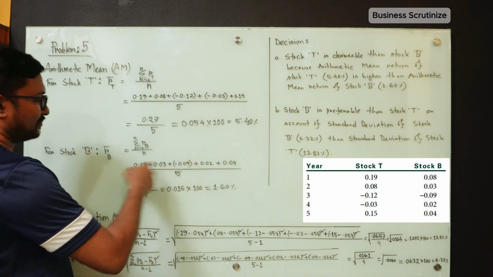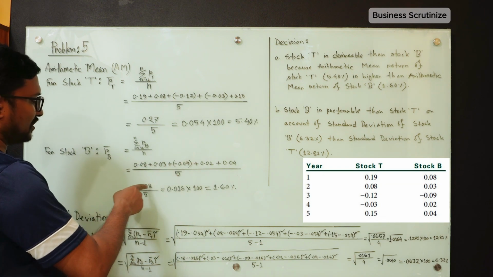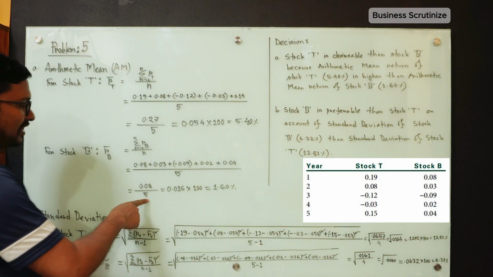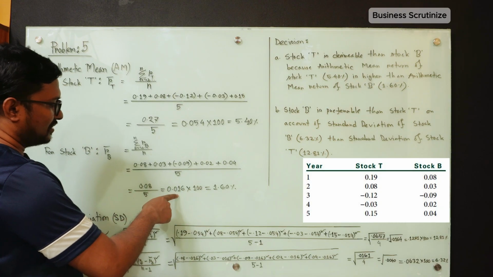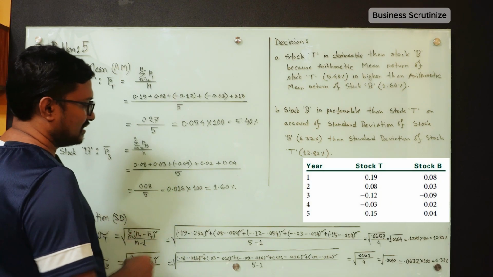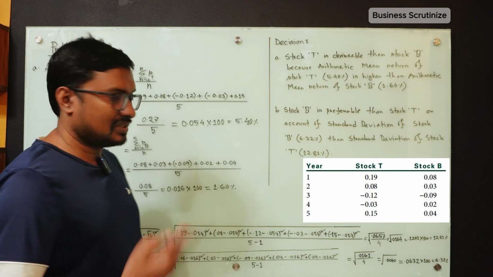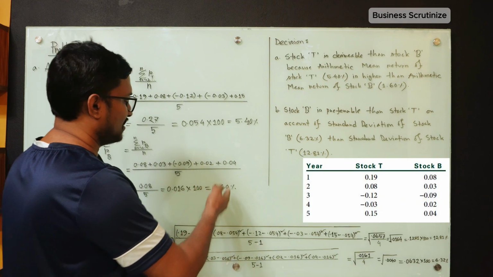So if we sum the numerator, we will have 0.08, and that should be divided by 5. After division we get 0.016, and to show it in percentage, it should be 1.6%.